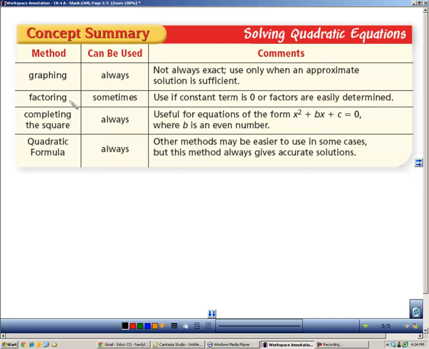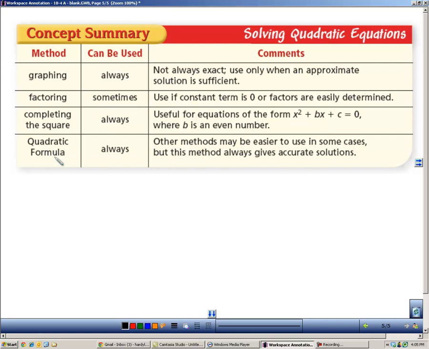The second method of solving quadratics is by factoring. This is great when the constant term is 0 or when the factors are real easy, when it's real simple for you to factor or to use a perfect square trinomial or something. Completing the square is another method you can use. It only works when you have a quadratic equation in this form where b is even. That's the best. But the one that always will work is the quadratic formula.